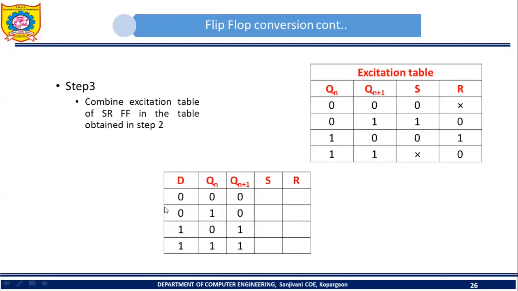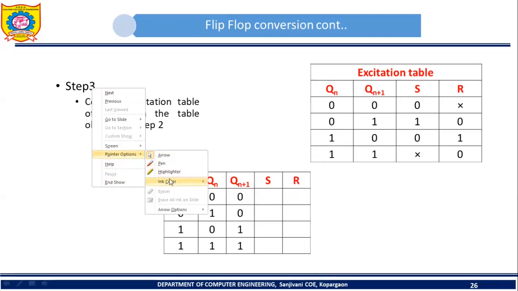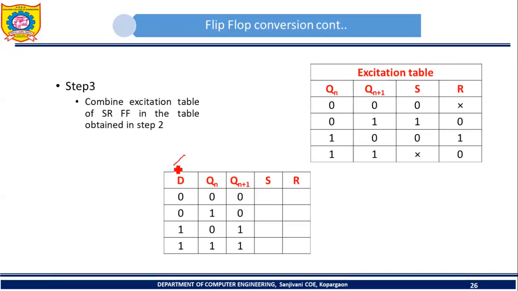So in step number 2 we obtained one table like this. Now what we have to do is combine these two tables. So how to combine them? See, now you should neglect this D. For some time, just keep this first column of this particular table aside. Now just focus on Qn and Qn plus 1. So here what are Qn and Qn plus 1? 0, 0. What does it indicate? It indicates that the present state is 0 and we want the next state 0.